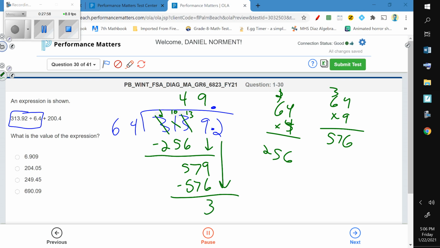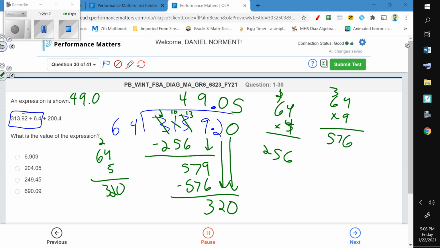3, bring the 2 down. And it goes into that 0 times. I'm going to add a 0, bring it down. And 64 goes into 320. I bet you it's 5. 0 to 32, and that's correct. So 49.05 is what I get when I divide.